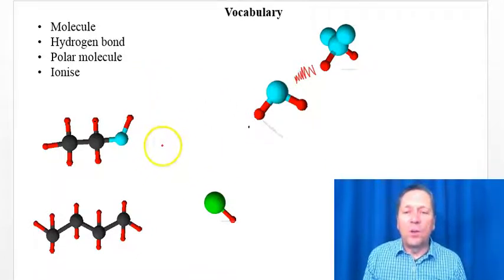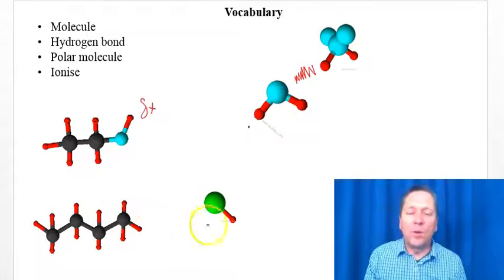Another polar molecule is this one here. This is ethanol. This is an oxygen atom here, a hydrogen atom here, and two carbon atoms. Once again, the oxygen draws the electrons away from the hydrogen, so this here becomes slightly positive, and so this is a polar molecule. This one over here is hydrogen chloride.